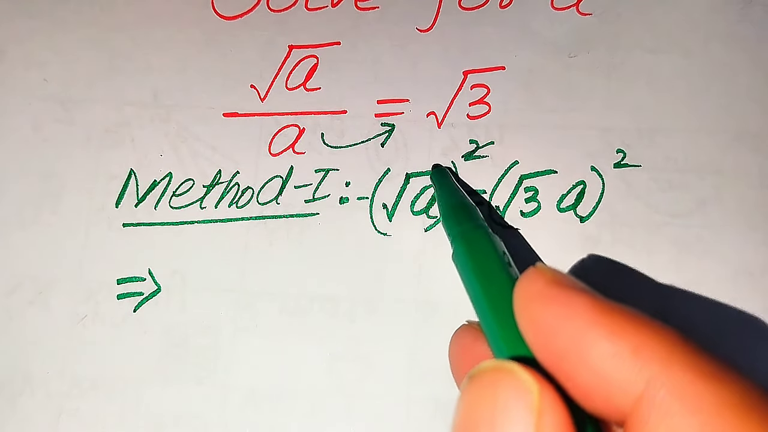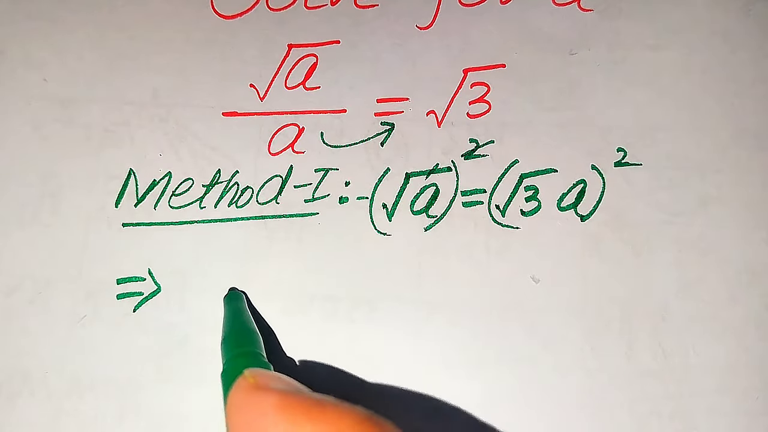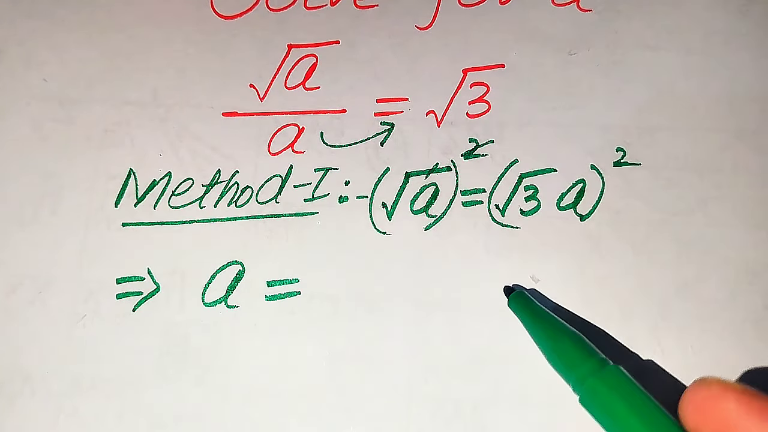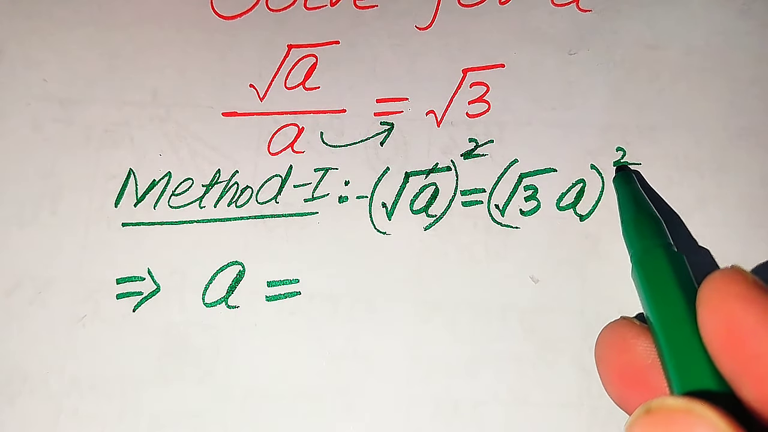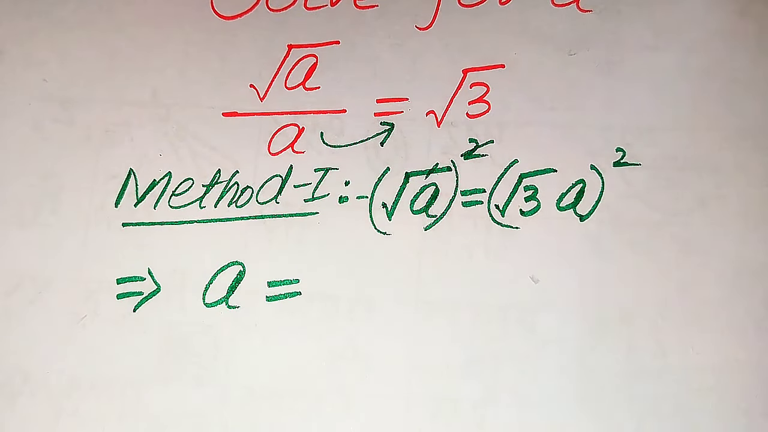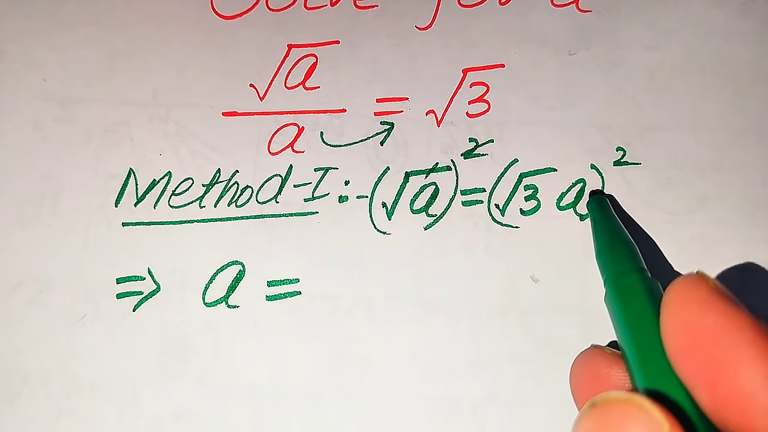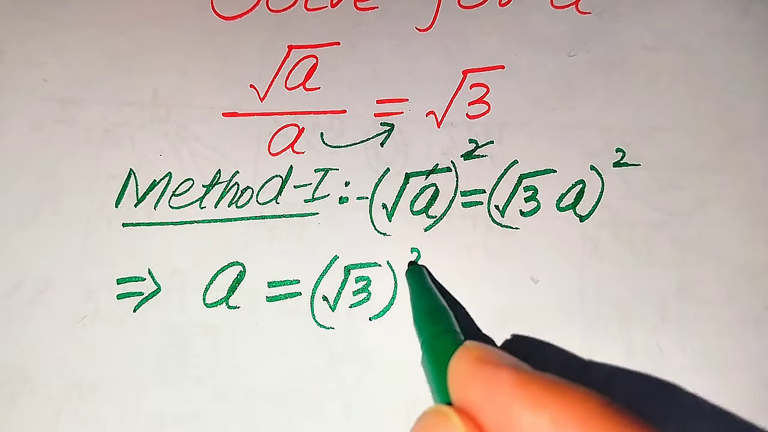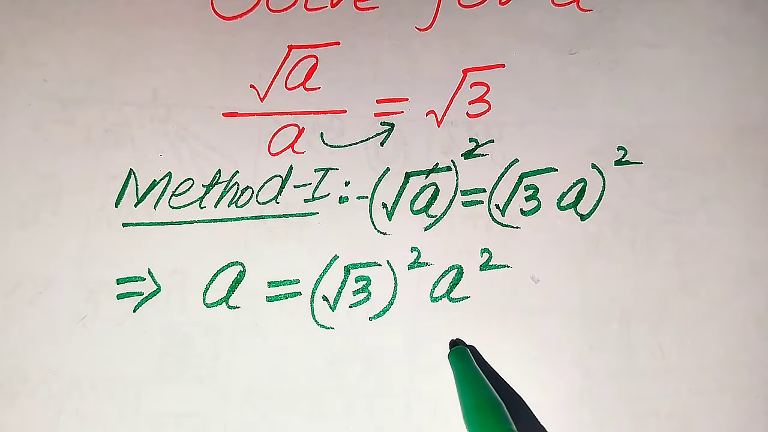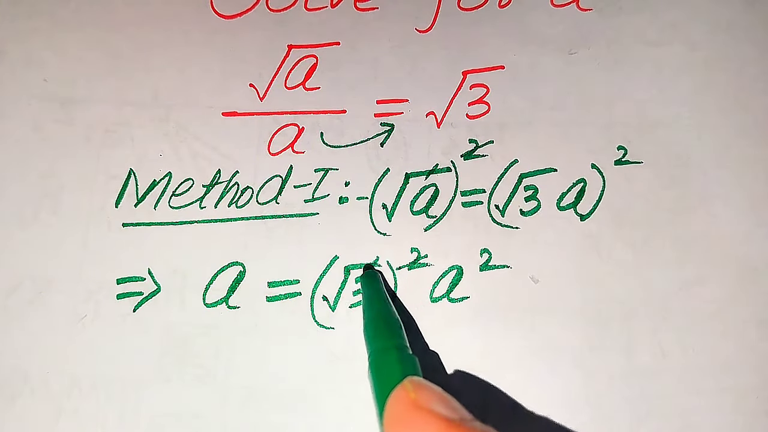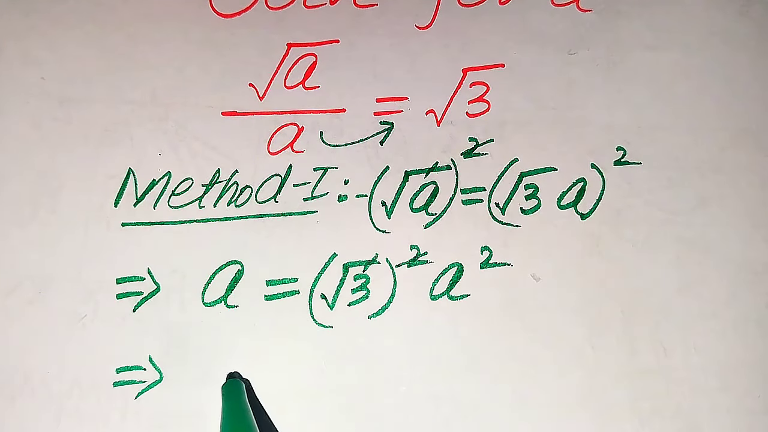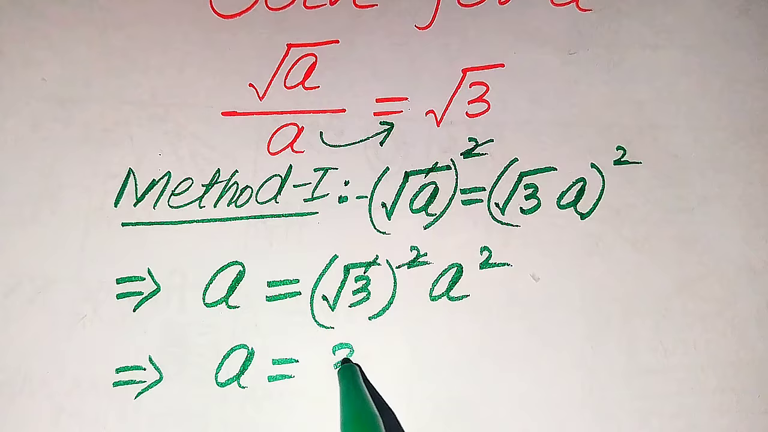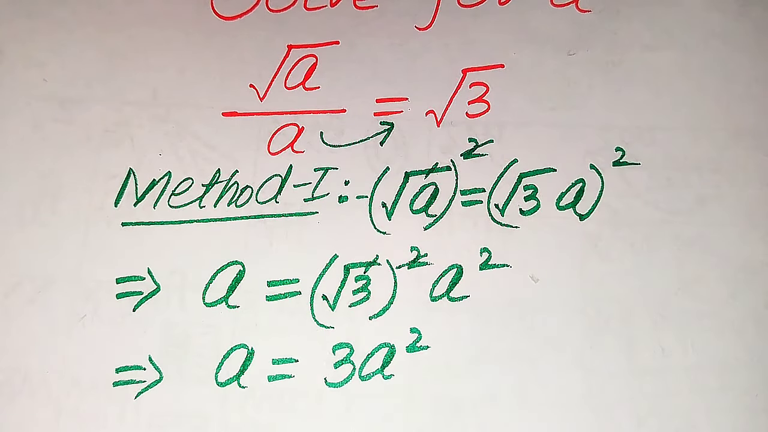And now you see here the 2 and the square root are gone, and we will get a is equal to, here we apply the square sign separately on both of these values, so it will become the square root of 3 and its whole square into a square. And you see here this 2 and this square root are also gone, and we will get a is equal to 3 times a squared.